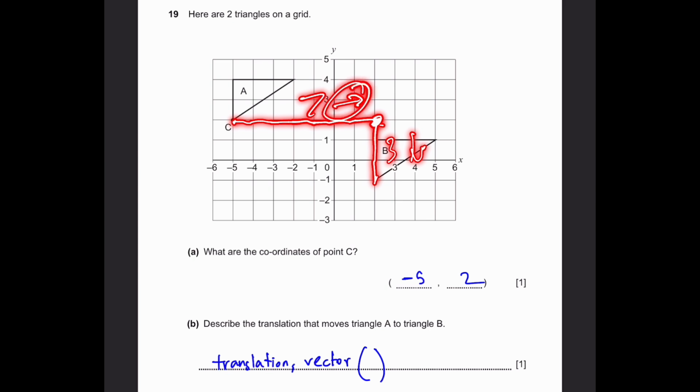So if we're going right, it's +7. If we're going down, it's -3. So the vector will be 7, -3. Or 7 over minus 3 over here. That's the answer.